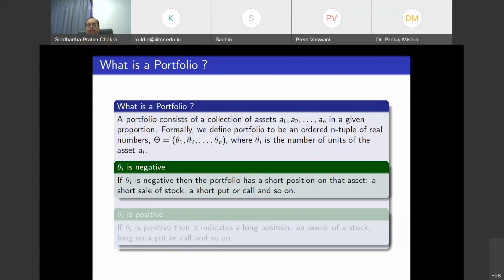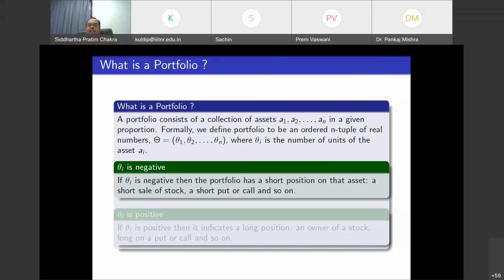You must have had a little bit of discussion on short selling. So if theta i is negative, that means you have a short position on the asset. If the asset is a stock, this means you are short selling a stock. That means you are borrowing somebody else's stock. Since you owe them a stock, you are effectively owning a negative number of stock, or you have a short position in a put or a call option.